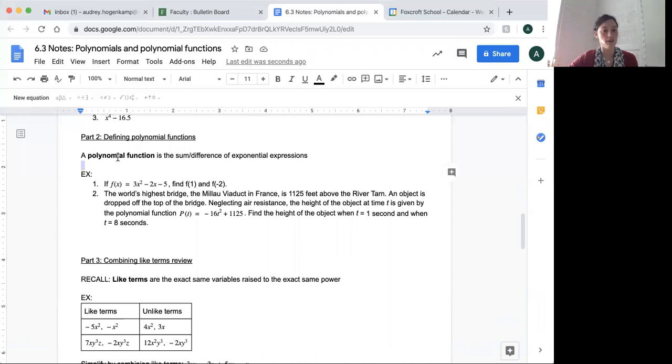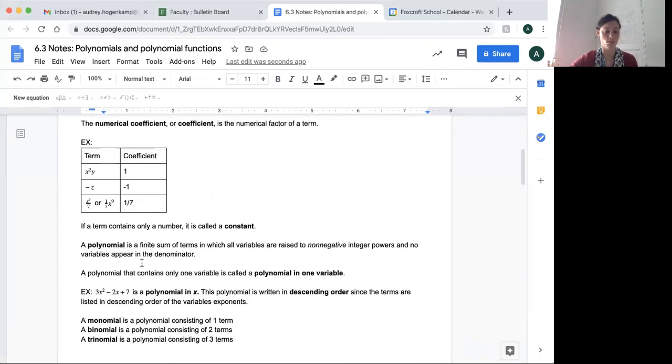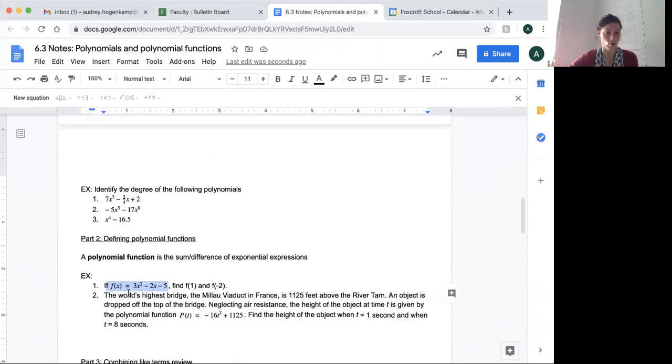So part 2, defining polynomial functions. A polynomial function is the sum or difference of exponential expressions. So that just means it's a polynomial, as we defined up here, but defined in terms of a function, like given as f of x.